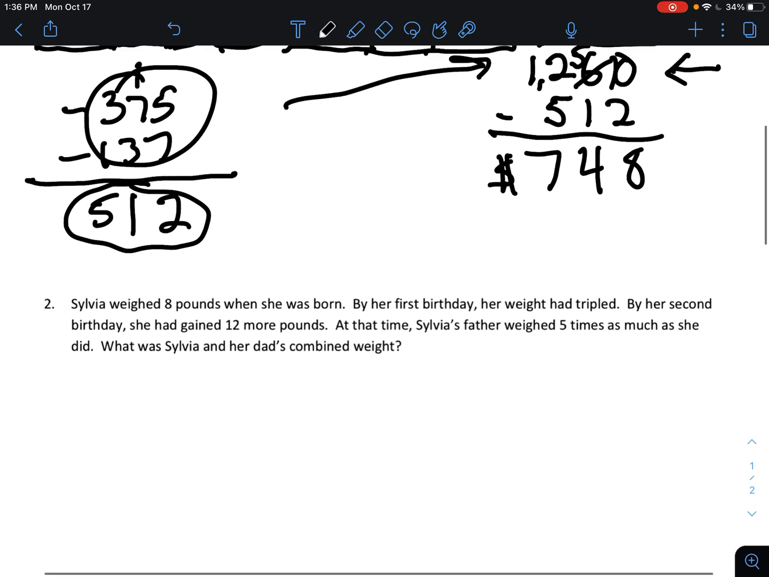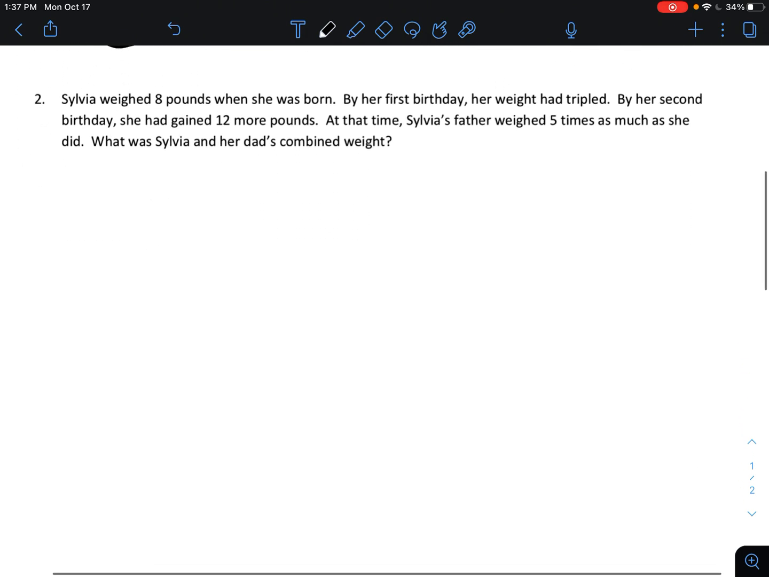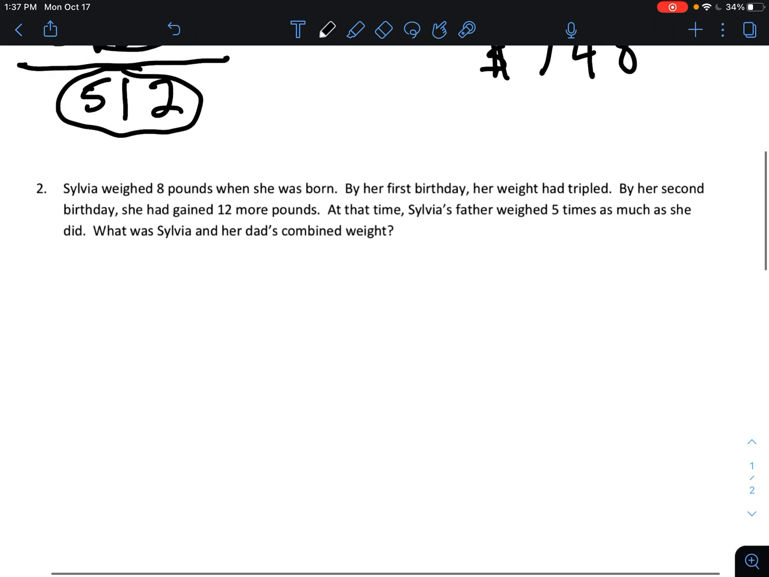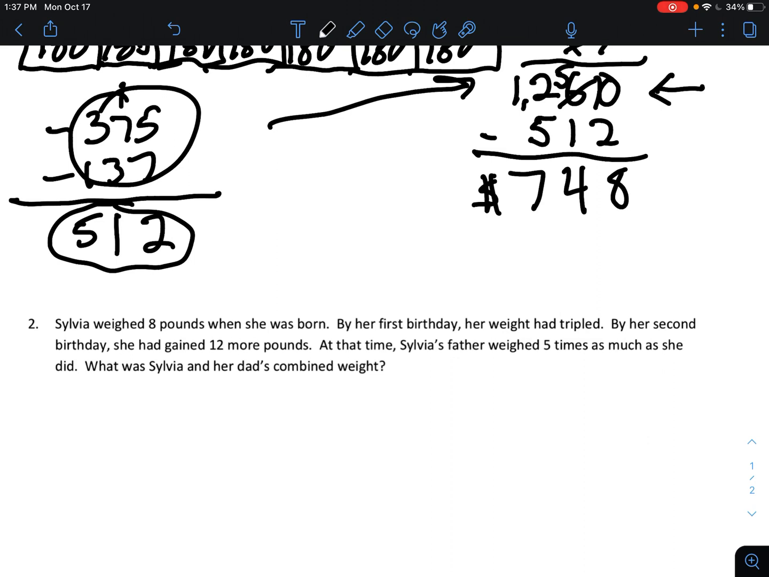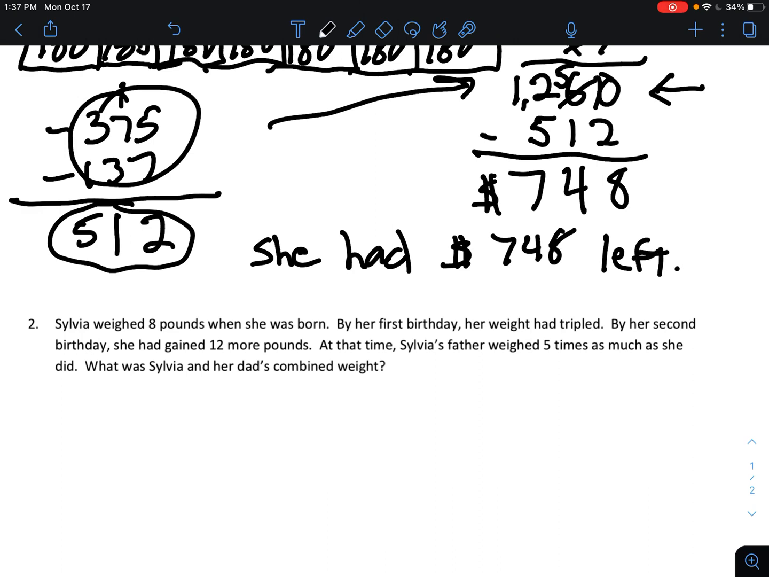The second one has a lot of steps. So we're going to make sure we go one step at a time, write everything down, draw pictures if we can. All right. Oop, almost forgot the writing part. Sorry. Going back to problem 1. When the writing part, remember, they want you to write it as a sentence. So you would just say, she had $748 left or remaining. Okay, sorry.